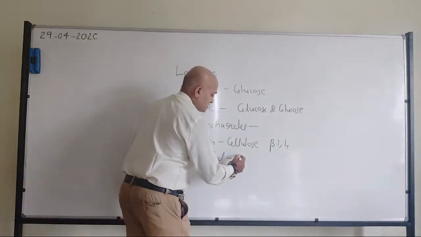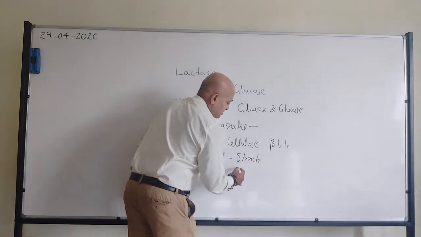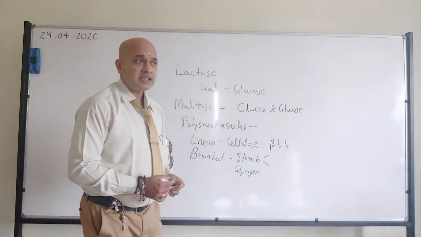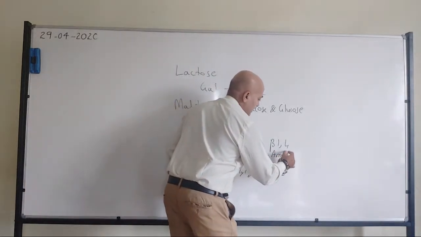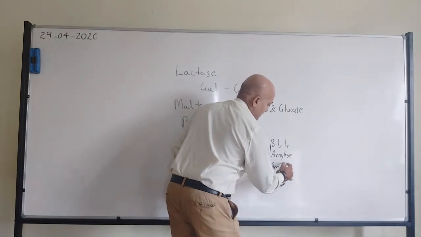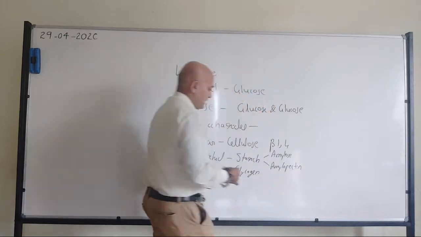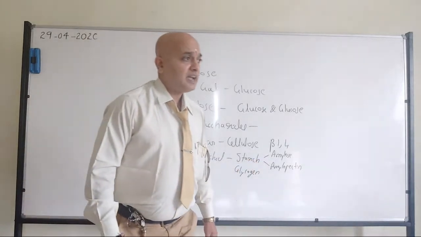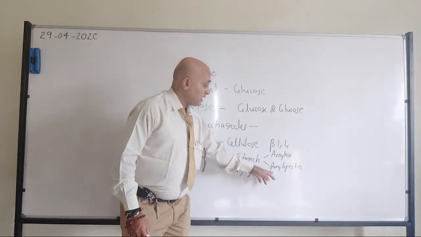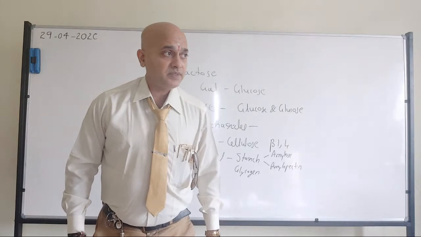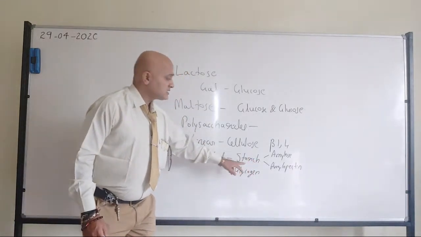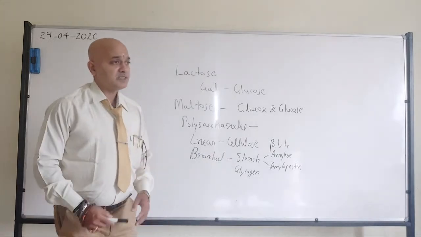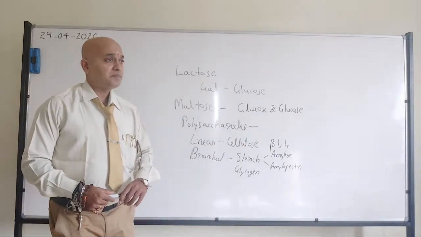Now when it comes to branched, we have discussed starch and glycogen. Starch has 2 components: amylose and amylopectin. Amylose as an individual polysaccharide is linear, but amylopectin is the branched polysaccharide. So due to the presence of amylopectin, starch is considered a branched polysaccharide. Starch is a plant storage polysaccharide found in plants.